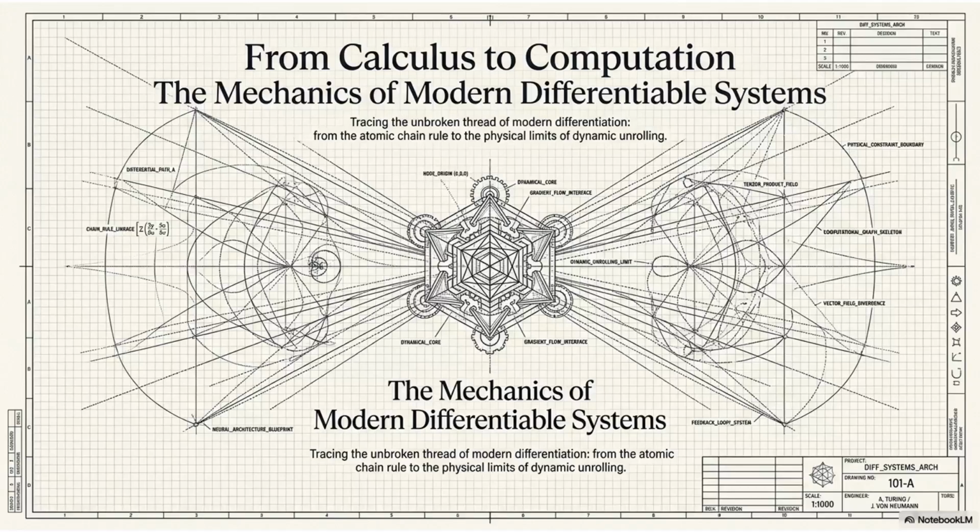Let's look at what's under the hood of modern AI. We will trace the unbroken thread of mathematical logic, starting from the basic calculus you might remember from high school, all the way to the physical limits of dynamic unrolling in deep learning systems. So let's dive into the mechanics of modern differentiable systems.